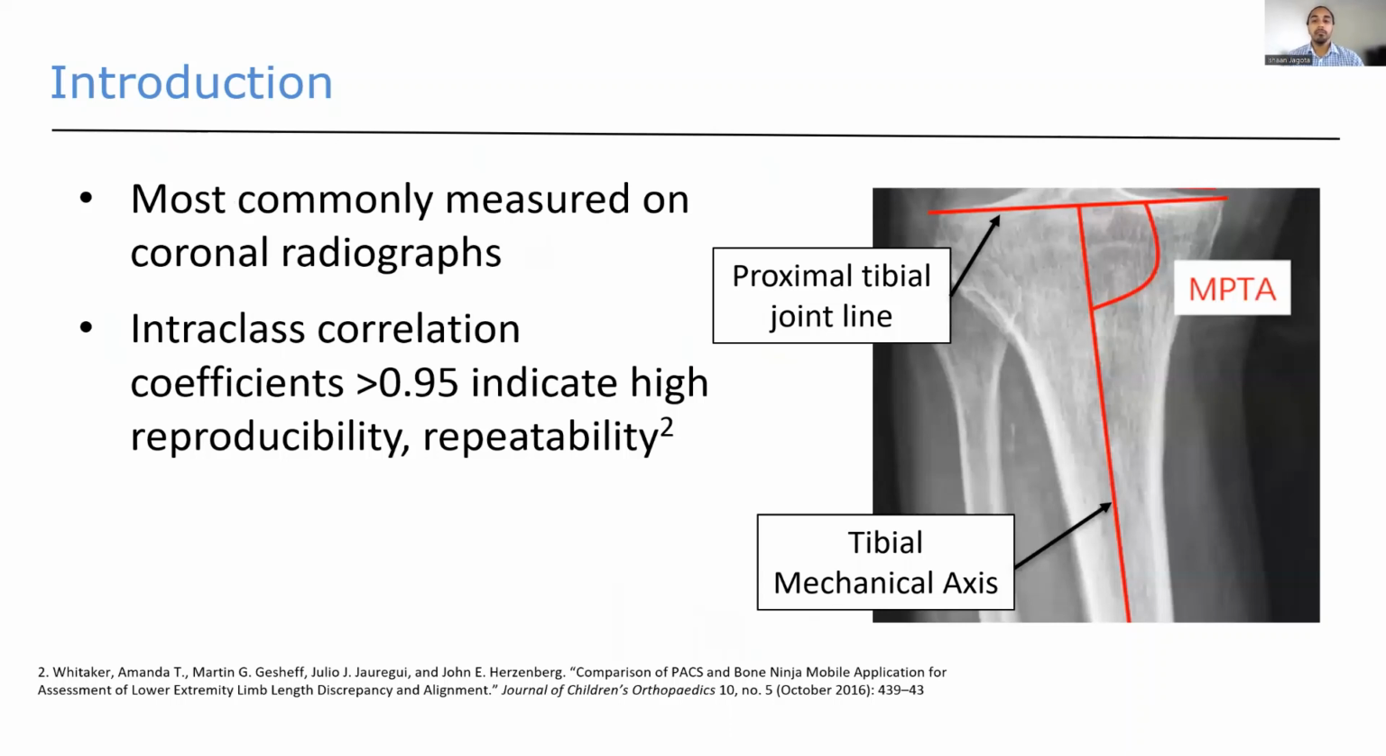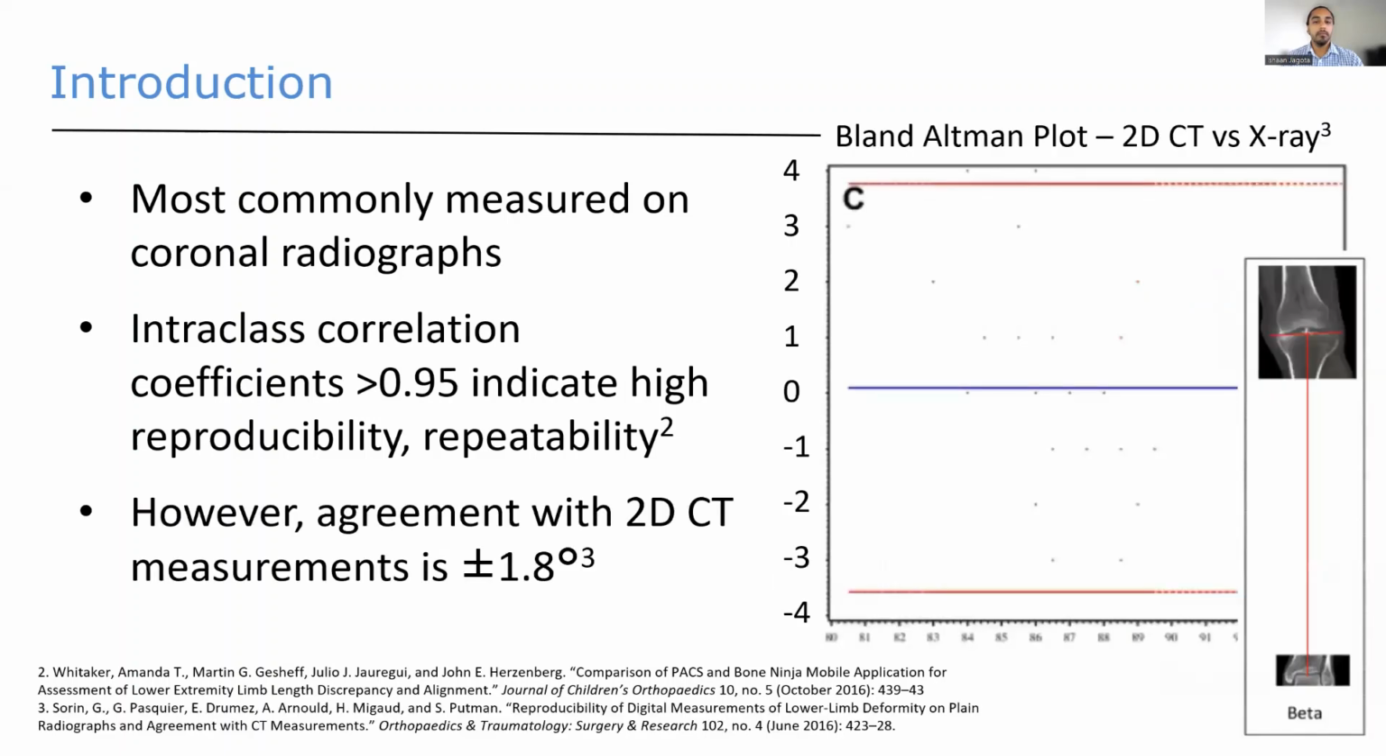Clinically, the MPTA is most commonly measured on coronal radiographs, where it's defined as a medial angle between the proximal tibial joint line and the tibial mechanical axis. Although this approach has previously been proven to have a high reproducibility and repeatability, it's been shown to have relatively low agreement with 2D CT measurements.